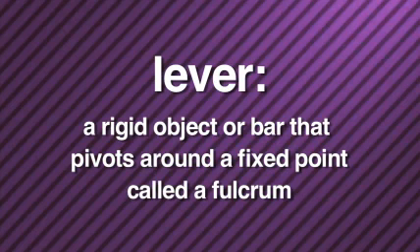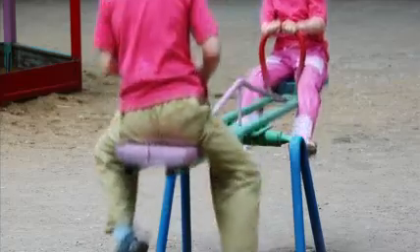A lever is a simple machine. A lever is simply a rigid object or bar that pivots around a fixed point called a fulcrum. A lever reduces the amount of effort needed to lift or move an object. A good example of a lever is a seesaw.